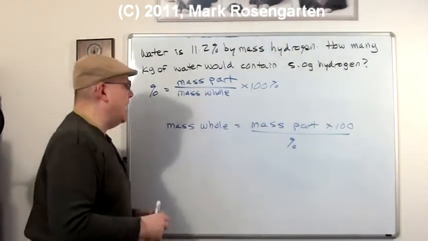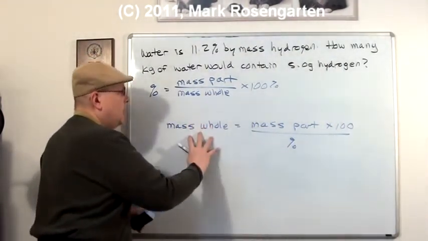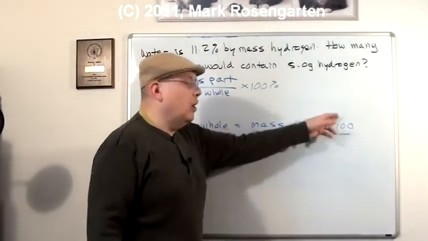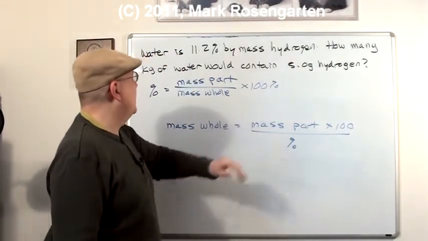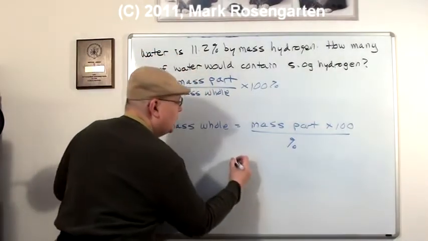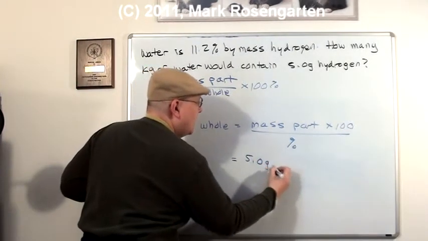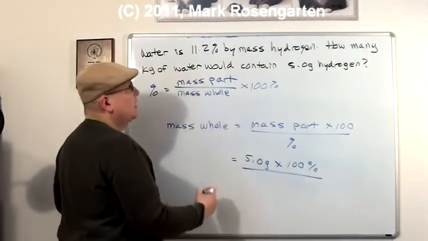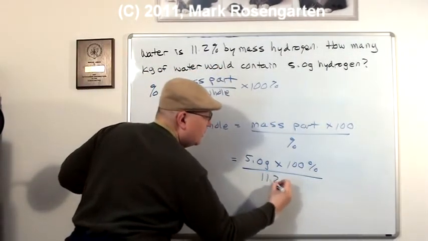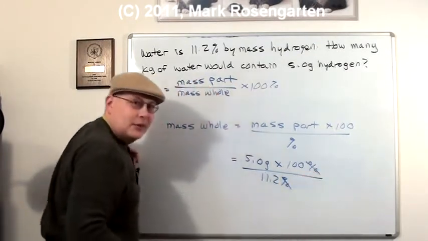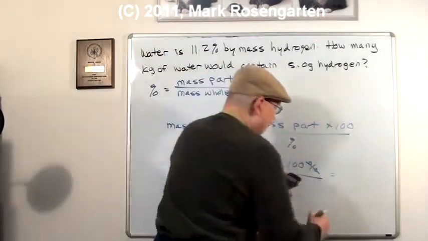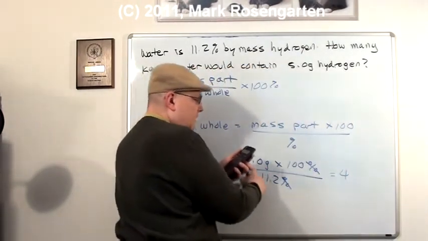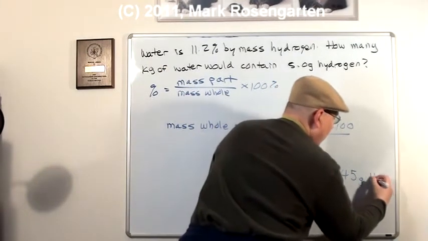So in order to find out the mass of the whole sample of water, we first take the mass of the part, which is 5.0 grams, times 100, divided by the percent, which is 11.2. So this will equal 5.0 grams times 100 with percent as the unit over 11.2%. The unit percent cancels. And this means there are 44.6, well, that's 2 sig figs, so that's 45 grams of water.